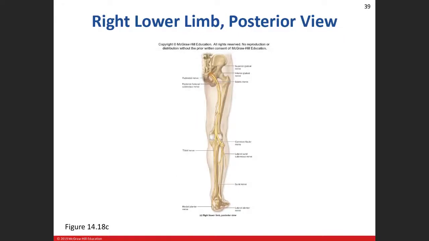Just to show you all these nerves down here in the lower portion. The sciatic nerve splits into the common fibular nerve and the tibial nerve, and then both of those will split again. The common fibular nerve will split into the deep fibular nerve and the superficial fibular nerve, and they'll travel down into these areas here. Then the tibial nerve will split into the medial plantar and the lateral plantar nerves.